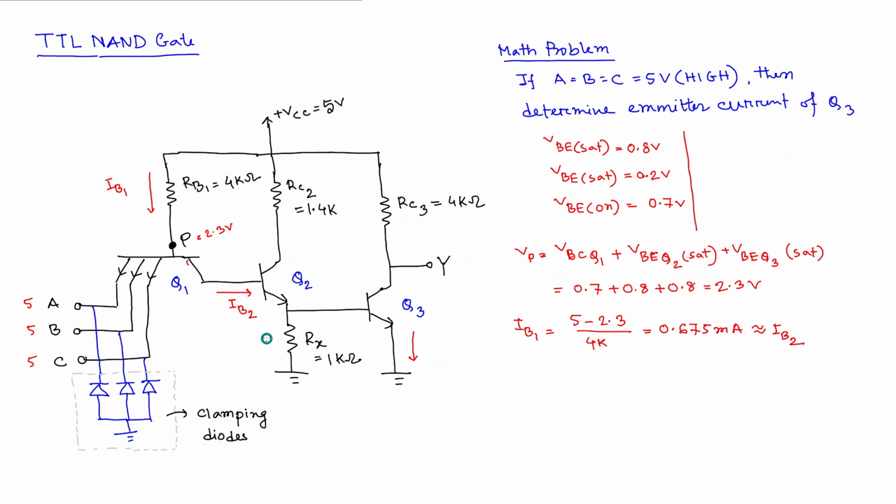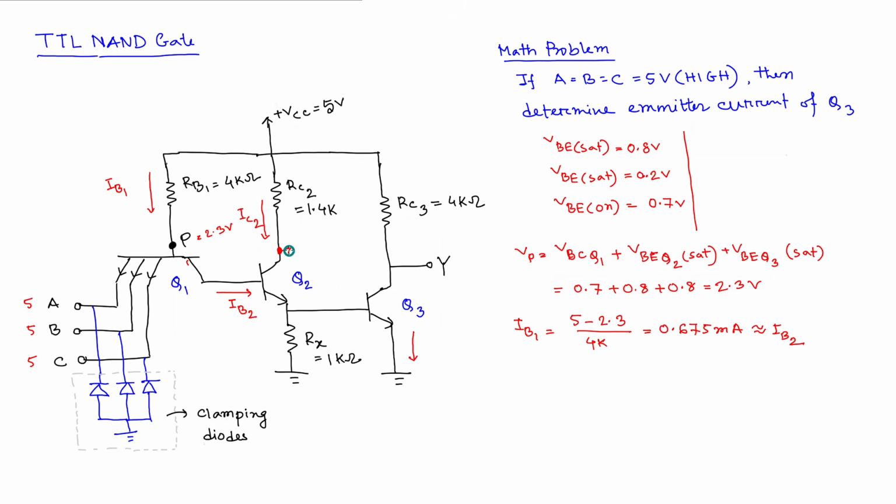So let us try to find out the current that is coming from here. Let us call that IC2. So IC2 is equal to what? To find that out, first of all, you need to find out what is the voltage we get here, right?